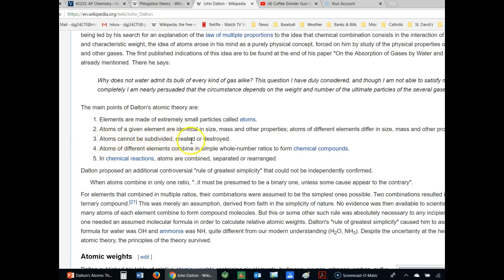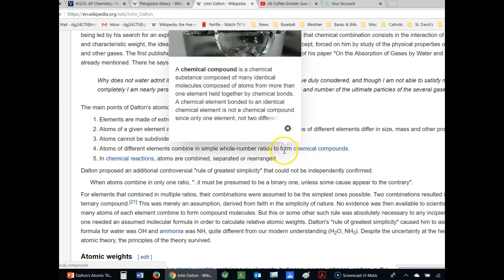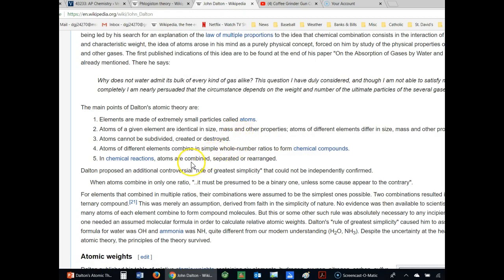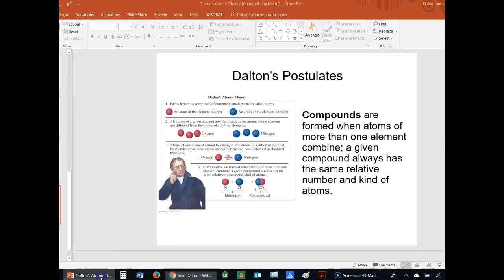Atoms cannot be subdivided, created, or destroyed. And then atoms of different elements combine in simple whole number ratios to form chemical compounds. What was missing from the slides is what's happening in a chemical reaction. In a chemical reaction, atoms are being rearranged, they're being combined, or they're being separated, but they're not being created or destroyed. Okay, back to the slides.